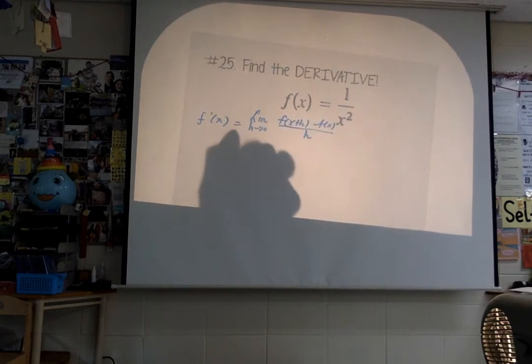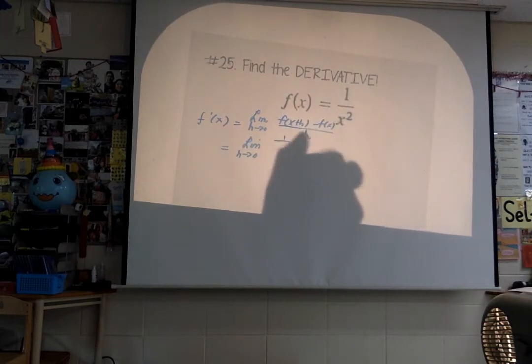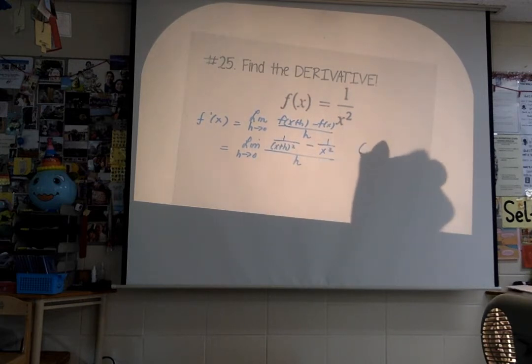All right, now let's plug it into our original. I'm going to write limit as h approaches 0, and we're going to plug it into this function here. So I get 1 over x plus h squared, minus 1 over x squared, all over h. It's really no different than what we've been doing. Again, complex fraction, so I'm going to multiply everything by all this ugliness here.